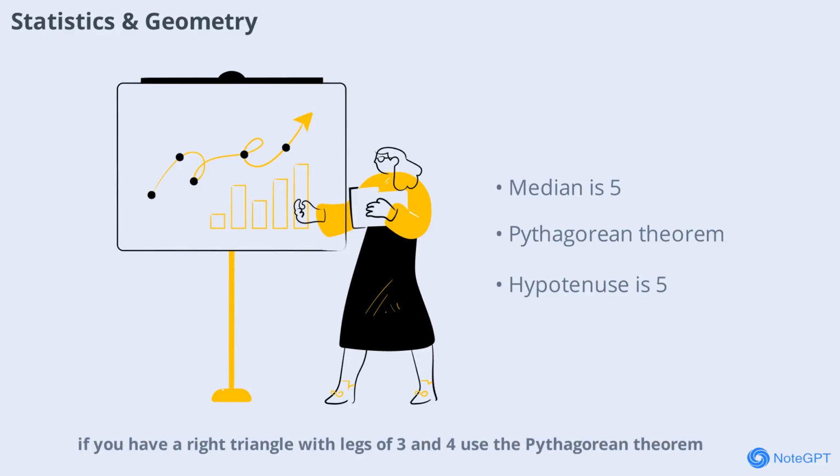For geometry, if you have a right triangle with legs of 3 and 4, use the Pythagorean theorem. 3 squared plus 4 squared equals 9 plus 16, which is 25. The square root of 25 is 5, so the hypotenuse is 5. These problems highlight the importance of organizing information and applying formulas correctly.